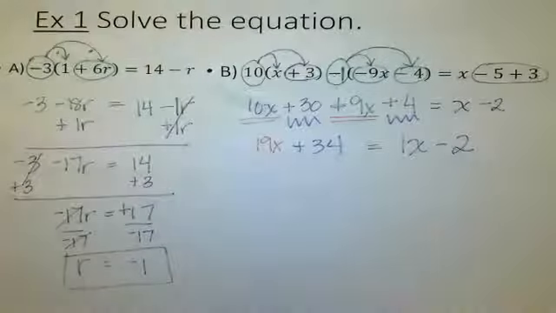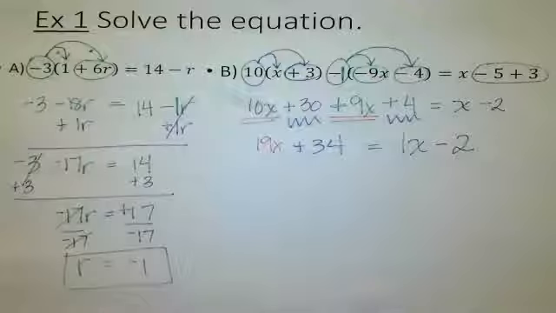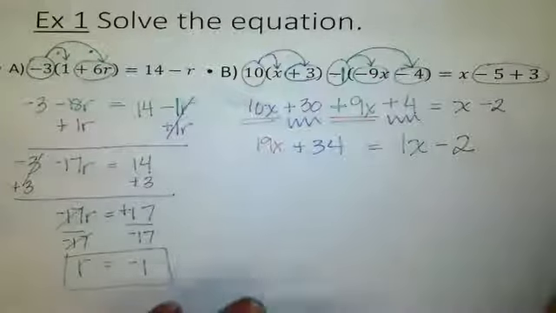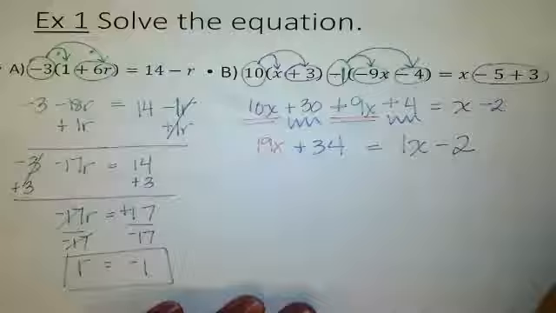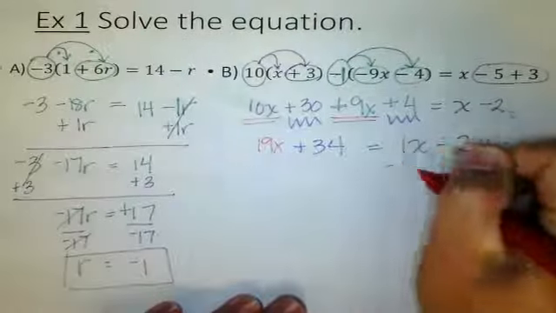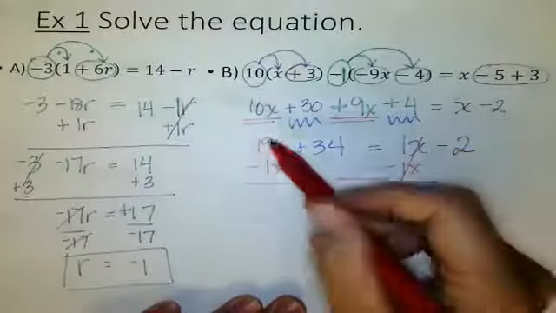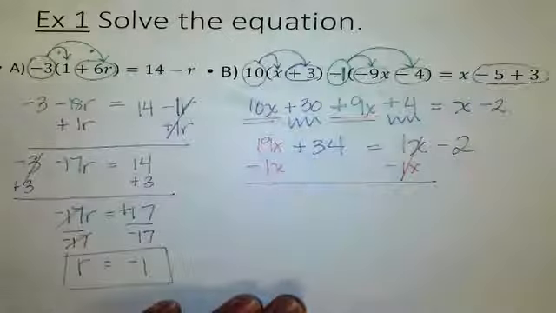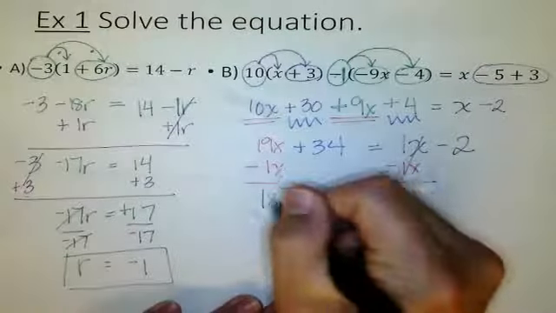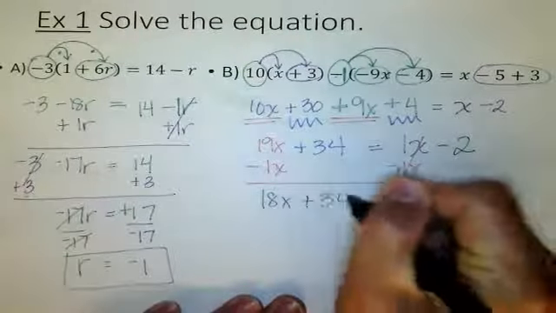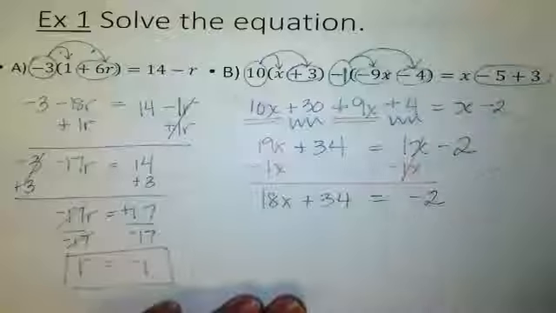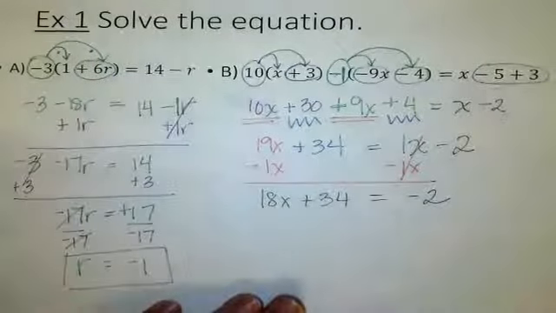And now we can start relocating things to other sides. So what do you want to do first? Subtract 1x, subtract 1x. Good. So 19x's minus 1x is 18x's. Plus 34 is equal to negative 2. Now what?